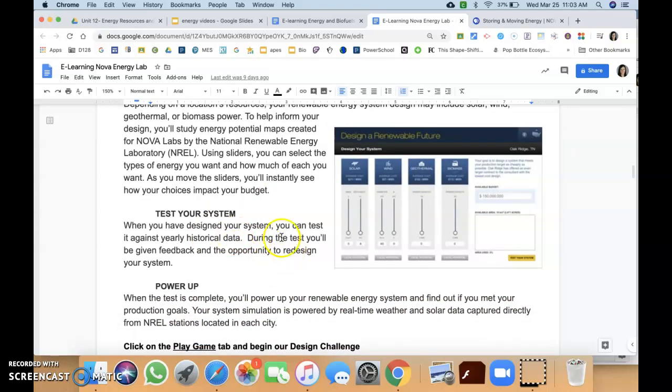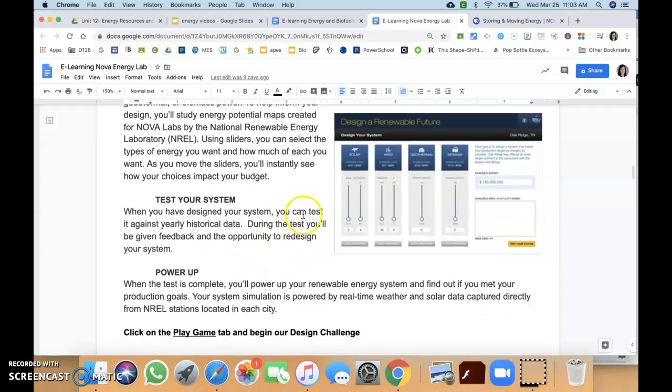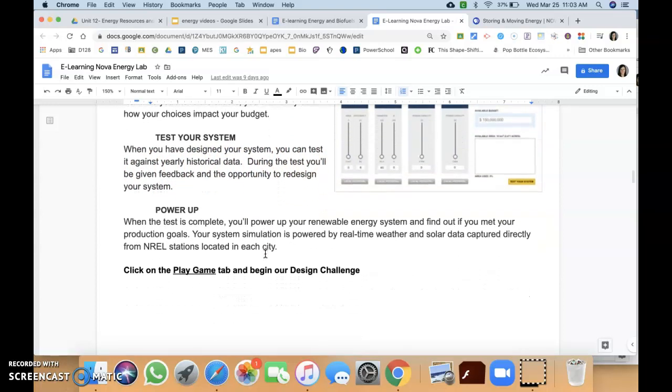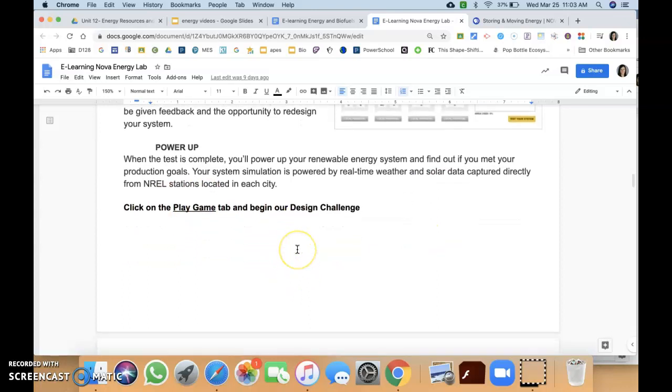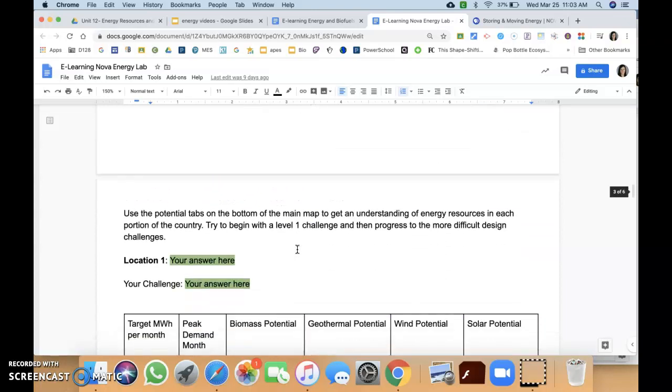You're going to then test your system. When you design your system, you can test it against yearly historical data, which is actually all true data. It'll give you real-time feedback as well. And then you can power up. When the test is over, you'll power up your renewable energy system and find out if you actually met the production goals. That will be done with all real-time data as well. To do that, you can click on the Play Game tab for the design challenge.